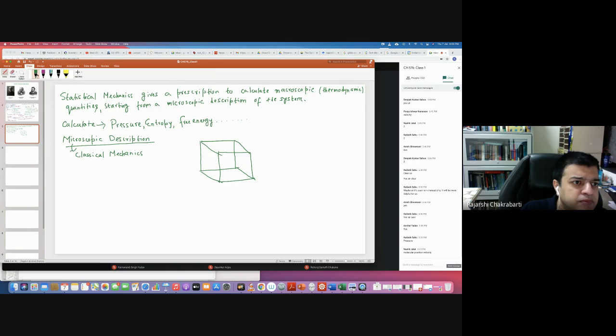And I have gas molecules inside. How to describe this system? I can use classical mechanics. And I can write down the energy of the system, and I can do a few things.